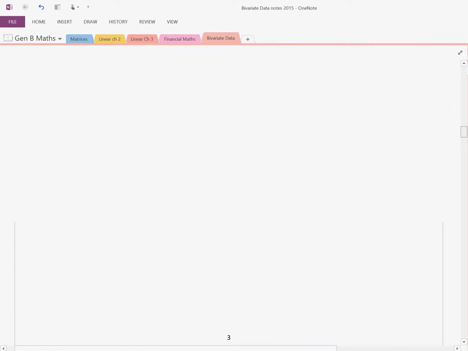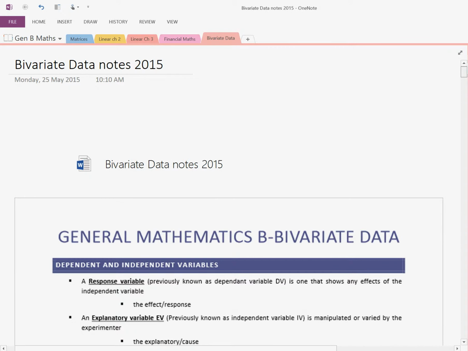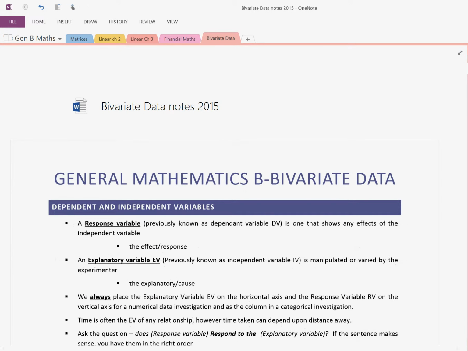Well, if I have a look at the first page, the explanatory variable, previously known as the independent variable. Your textbook is going to be talking this sort of language, and your exams next year are going to be talking this sort of language. So, explanatory variable. The explanatory variable explains the independent variable, in other words.